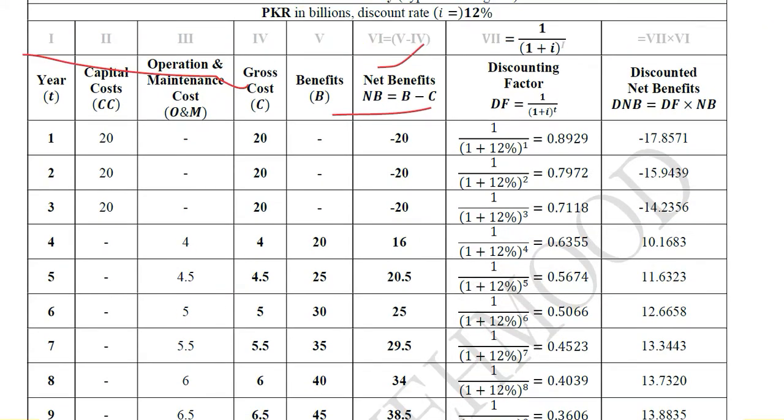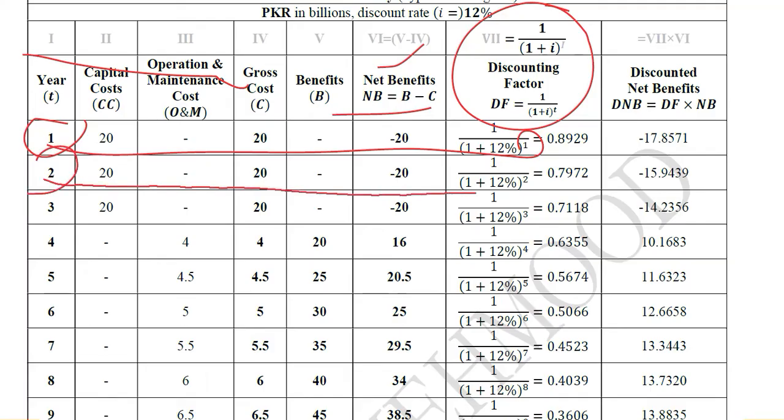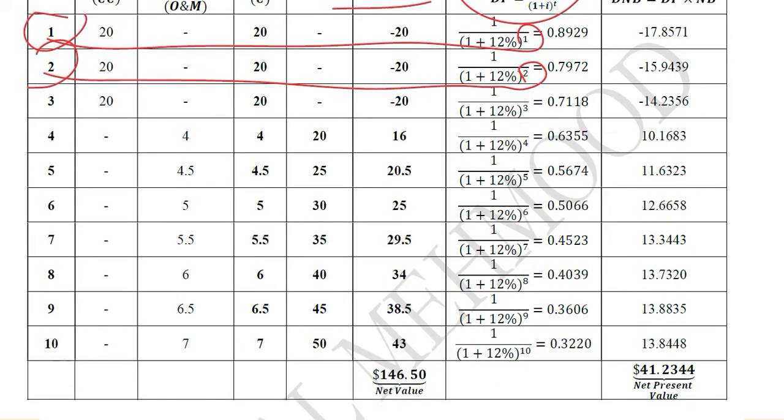They are 10. The innovation in this table is the discounting factor that we just understood, and we found the value of the discounting factor for all the years. For the first year we are substituting 1 here, and for the second year we are substituting 2 here, and in the same way we are going all the way down to the final year, that is the 10th year.